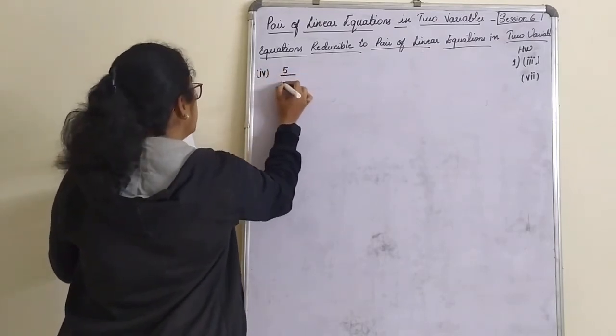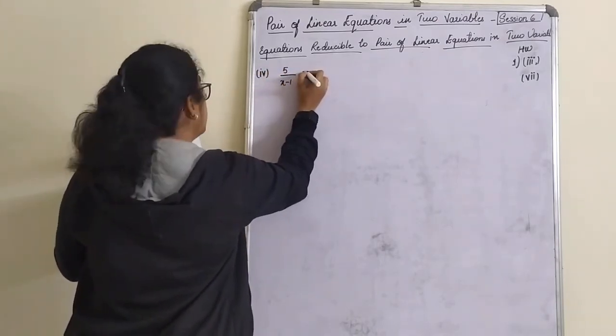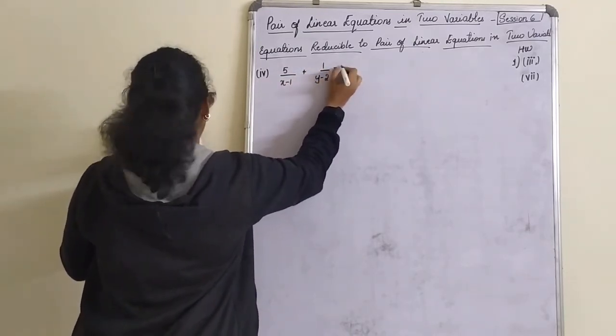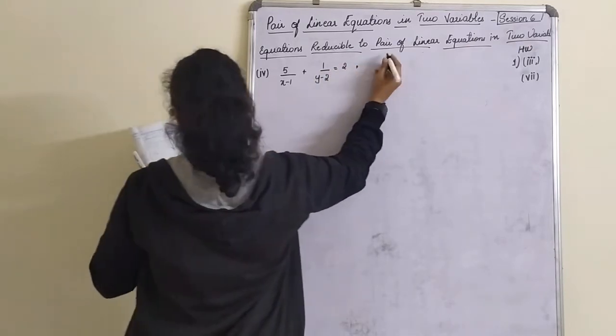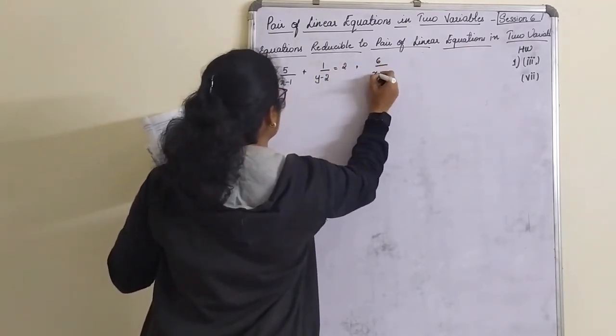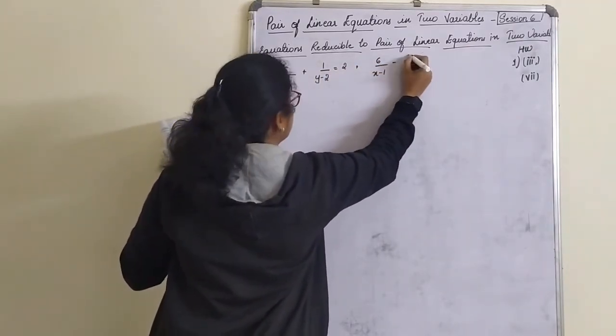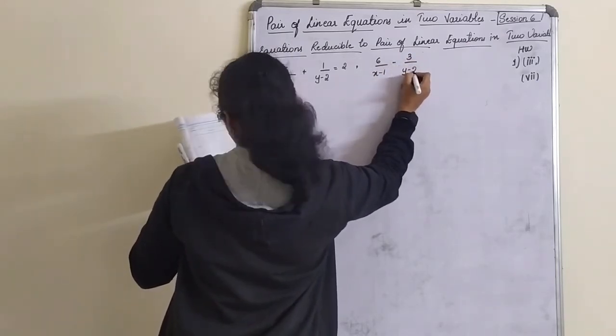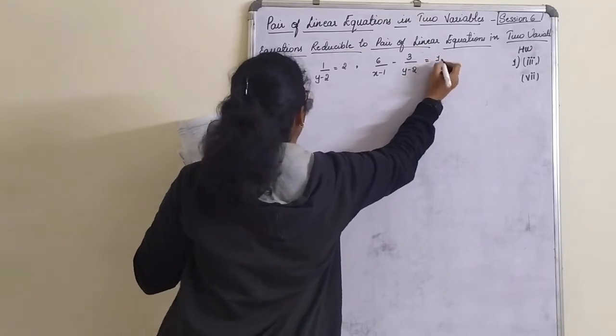5 upon x minus 1 plus 1 upon y minus 2 is equal to 2 and 6 upon x minus 1 minus 3 upon y minus 2 is equal to 1.